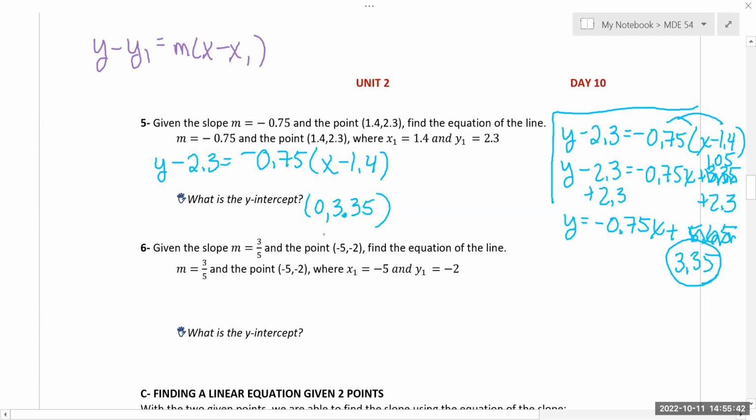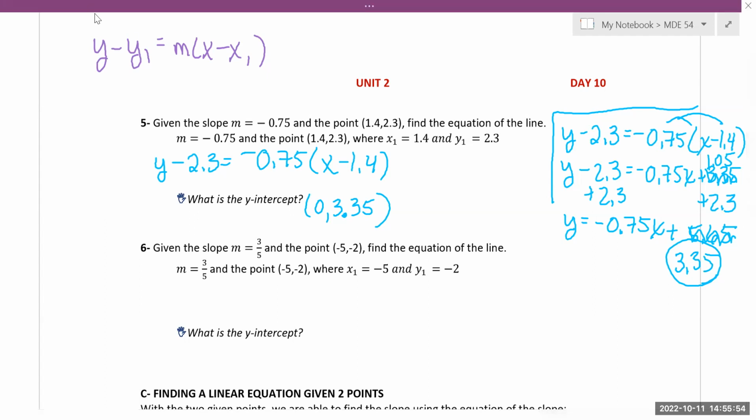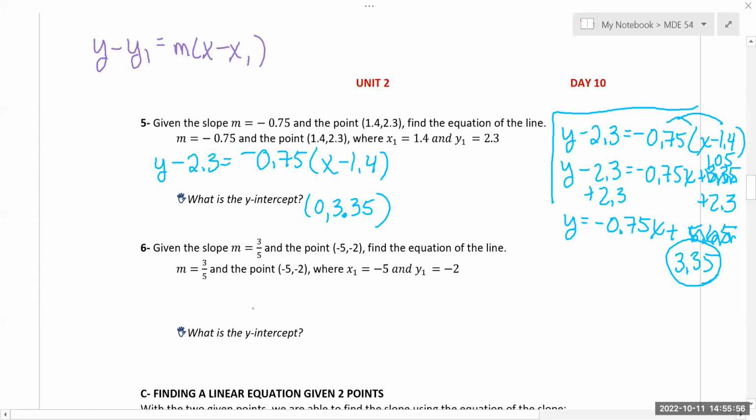Now, if you're not sure, put it in there. Put in 0 for x and see what you get. Do you get 3.35? If not, it's gone wrong. If so, then it's gone right. So that's your help. So you can always recheck these, put that in, and see if you really get the same answer. All right, then you can also do it with fractions. So you could put in y minus y1. Now double negative makes a positive.